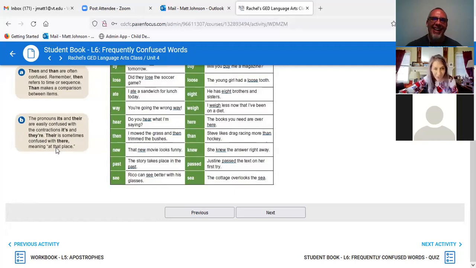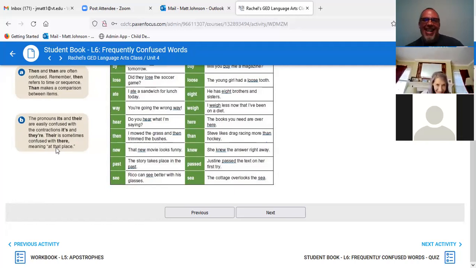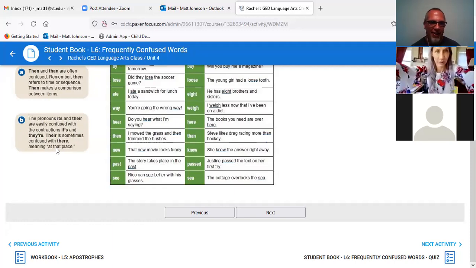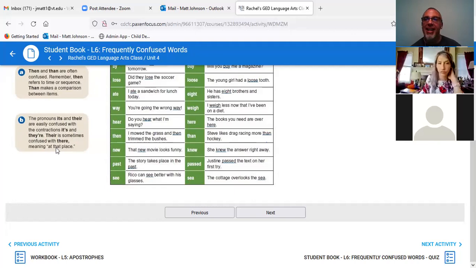Oh, yeah, for sure. That should be T-E-S-T. But yeah, so you have a verb there instead of a noun. And then the last one, C&C, real common silly mistakes. Rico can see better with his glasses, right? That's a verb, as opposed to the cottage overlooks the sea.